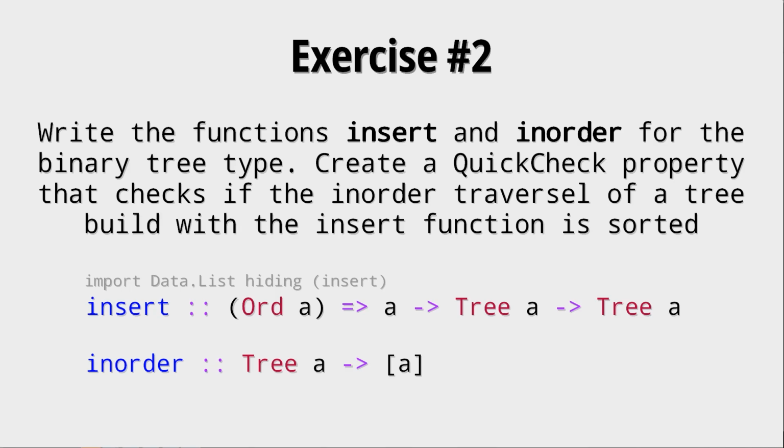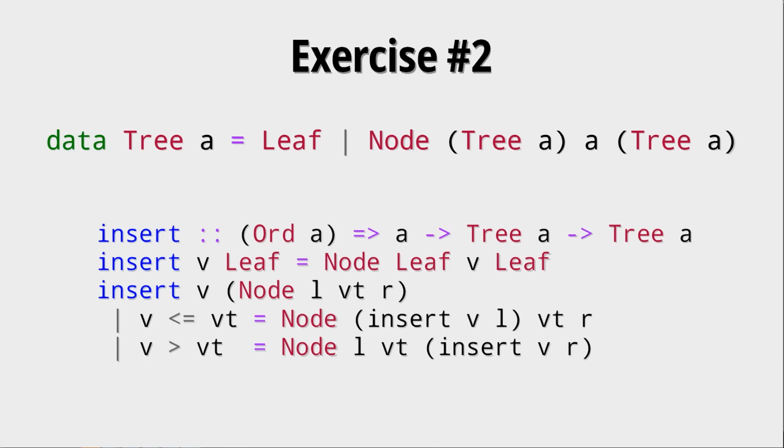Okay, welcome back. So let's look at the solution. Inserting a value, of course, isn't too hard in this case. If we insert a value into a leaf, it is trivial what's happening. Of course, we just insert the value and have no subtrees. And if we have a node with a value, we simply compare this value to the current value and then either insert left or right. So this shouldn't be too hard.